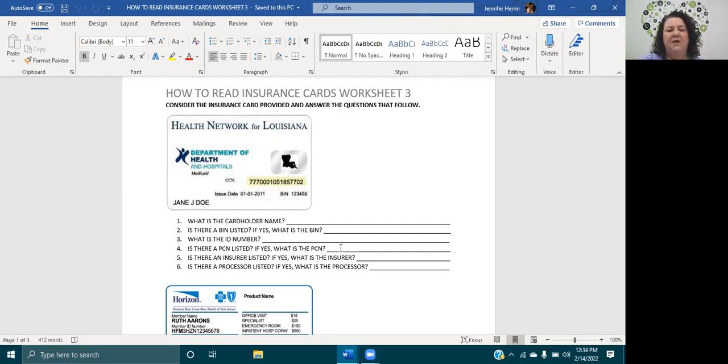Next question down, number 5, asks, is there an insurer listed? If yes, what is the insurer? On this one, because it is Medicaid, there's not going to be an insurer listed. We'll get into that on one of the commercial cards in just a moment. And then the last question regarding this card is, is there a processor listed? And if yes, what is the processor? Again, that's not really going to be listed on this particular card because it's a Medicaid card, but we'll address that in maybe the next card down, something more commercially readily available.